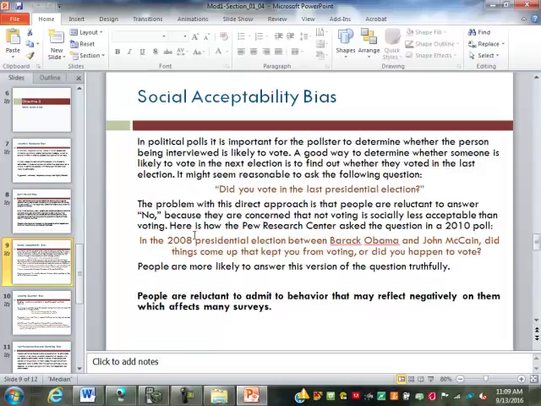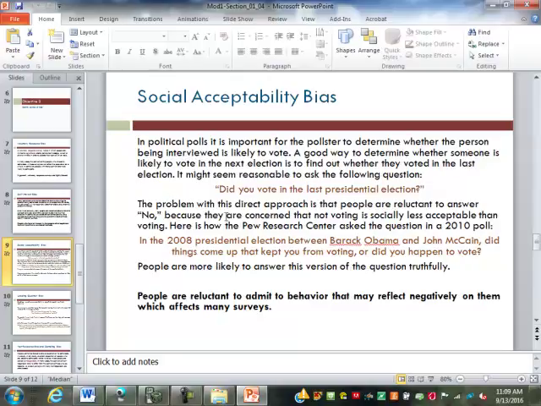Social acceptability bias. If you're asked, did you vote in the last presidential election? Well, maybe you were busy at work and worked late and ran out of time. By the time you were done, the polls were closed. You didn't vote, but you don't want to tell people that because you don't want to look socially irresponsible, or be looked down upon.